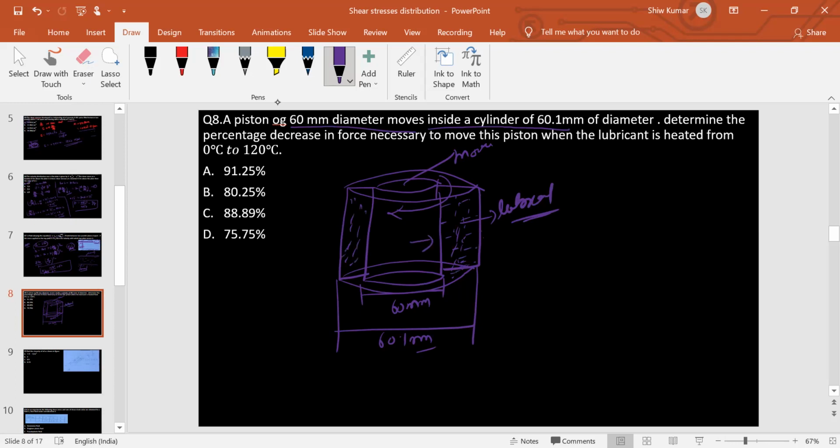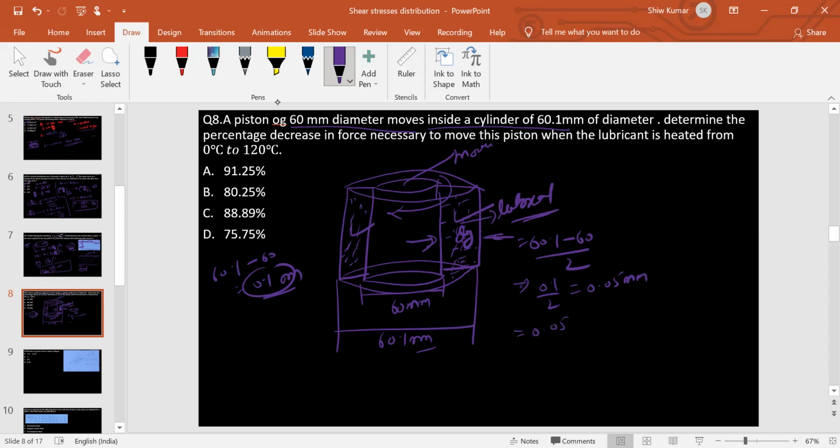So I need to find this thickness dy. This dy or thickness is given as 60.1 minus 60 divided by 2. If you take the difference only, 60.1 minus 60, you'll get 0.1 mm. And this 0.1 mm includes this distance also and this distance also. But I need the thickness of only one. So you divide by 2. 0.1 divided by 2 means you'll get 0.05 mm. And 0.05 mm means 0.05 into 10 raised to minus 3 meter, and that is the thickness.